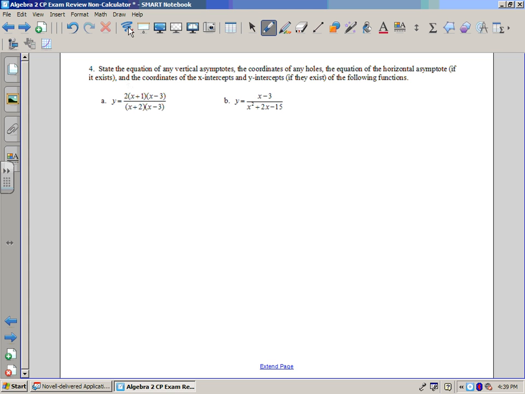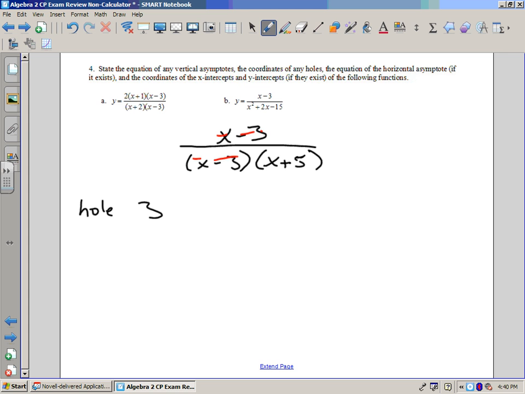Let's look at B. For B, I'm going to factor the denominator, and I get x minus 3 over x minus 3 times x plus 5. It has 2 points of discontinuity, 3, which is going to be a hole. If I mark out the part that gave me the point of discontinuity, I have an implied 1 on the top. 1 over 3 plus 5 is 1/8, so my hole is at 3, 1/8. Then I need to find my vertical asymptote. That is going to be at the other point of discontinuity, x equals negative 5.